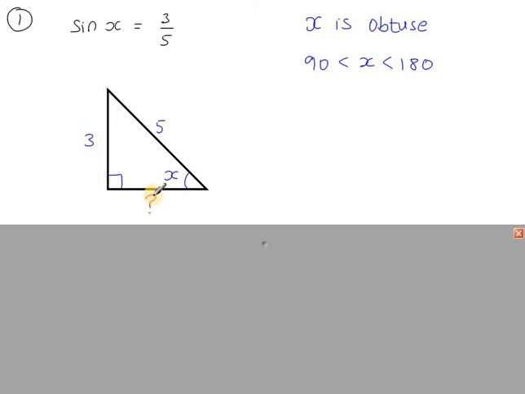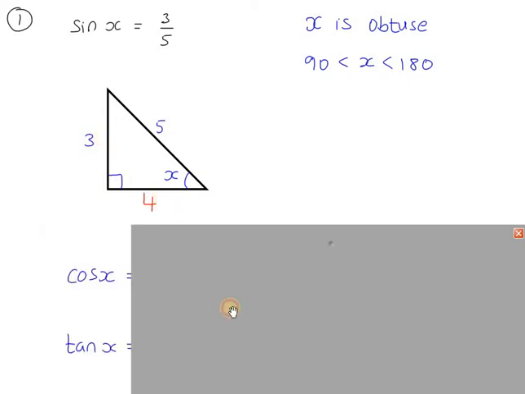Using Pythagoras' theorem, we work out the missing side, which is the square root of 5 squared minus 3 squared, and we get 4. And then from there we work out the cosine ratio and tan ratio. So cos x is adjacent over the hypotenuse, 4/5, and tan is opposite over adjacent, 3/4.